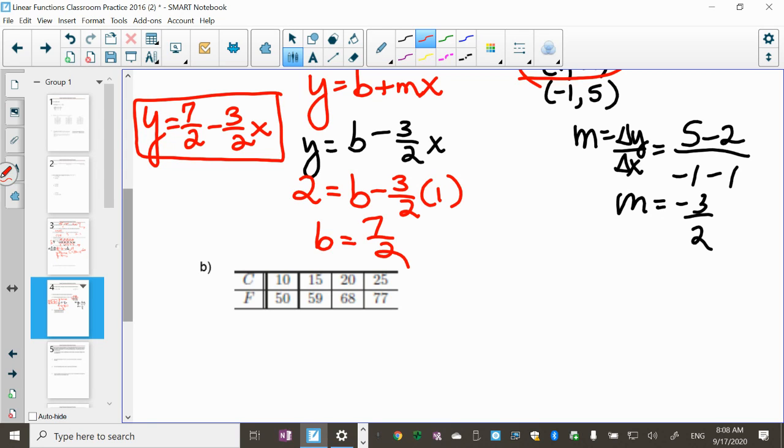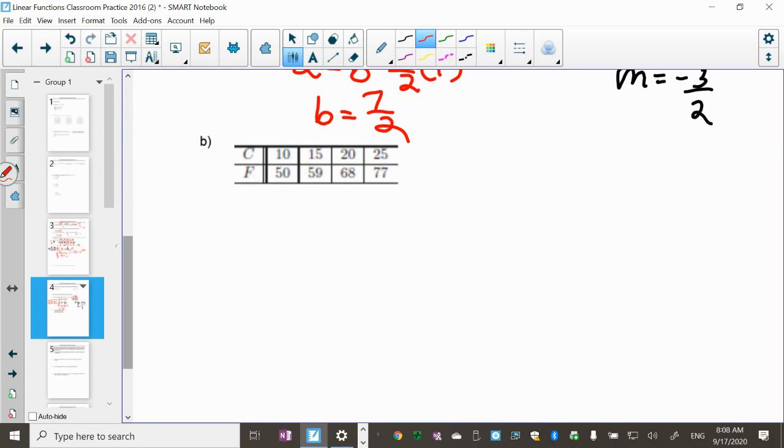Okay, are we good? Now they give you this table. They told you to find the formula, and they said it's linear. That's fine. What are you going to do when you have a table? First, right off, carrots. So 10 to 15 is 5, 5, 5. What's this here? Plus 9. What's this? Plus 9, right?